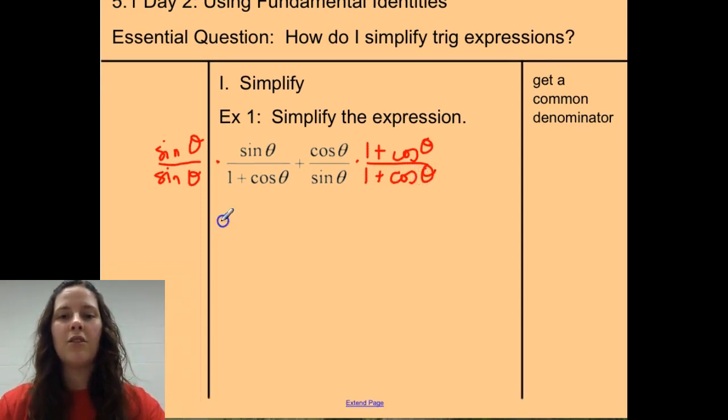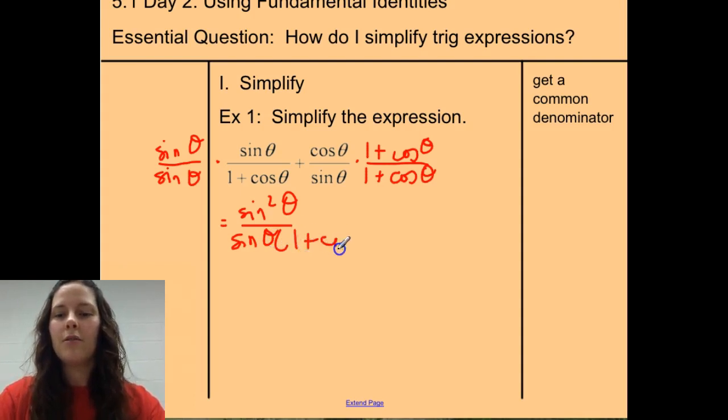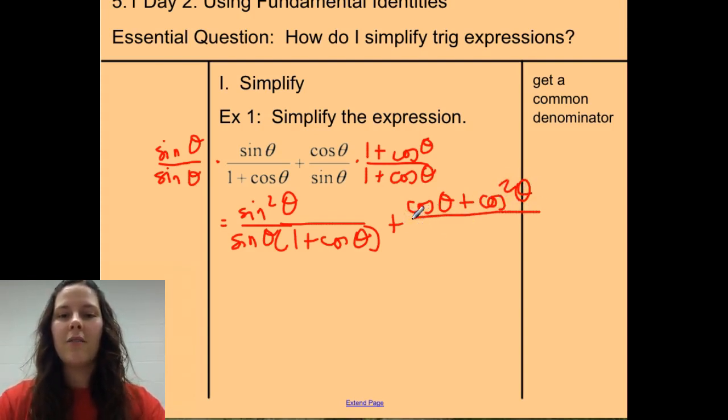Next, we'll multiply each of our fractions. So our first fraction, we have sine squared theta over, and I'm going to leave it in factored form, sine theta times 1 plus cosine theta. Our second fraction, we have cosine theta plus cosine squared theta over, again in factored form, sine theta times 1 plus cosine theta.